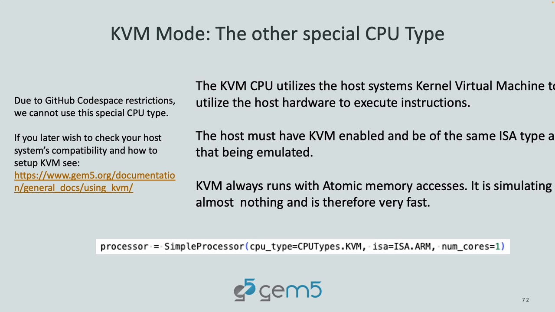So this is where I said the atomic CPU isn't simulating much; this is simulating almost nothing. It'll simulate interactions with memory, but it is literally just using the kernel virtual machine to simulate processing, so it goes very fast. Ideally, if you really want to speed up your simulation, you brush over everything in KVM and then focus in on using detailed models for the things you actually care about.